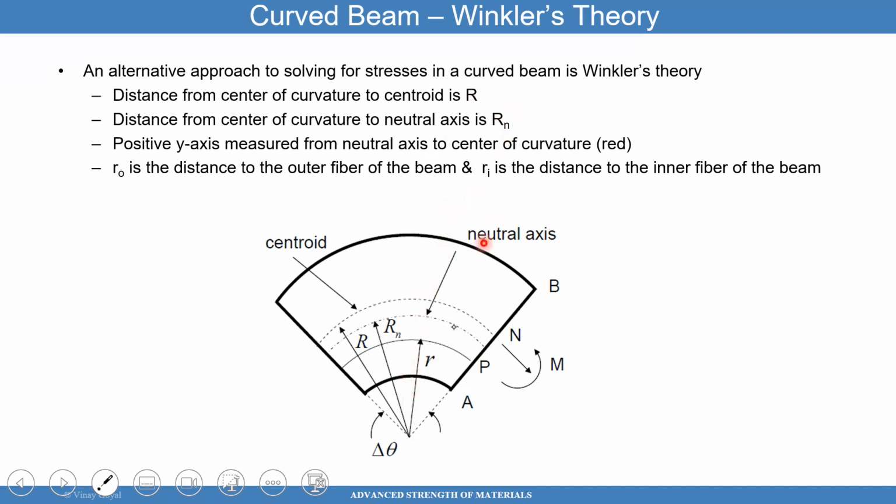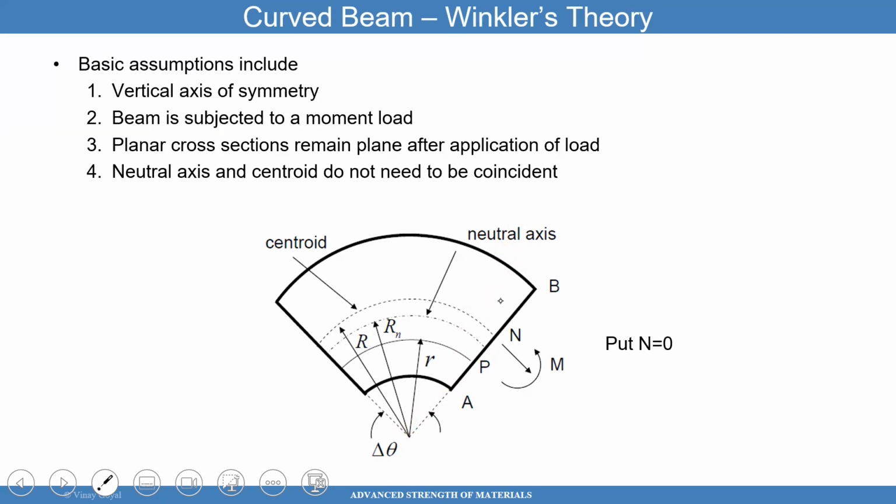Ri is the distance to the inner fiber, and Ro is to the outside fiber. I also use A for the inner surface and B for the outer surface. So A and B, or Ri and Ro. Okay, so we got that. We're going to use no axial force for the following derivations.